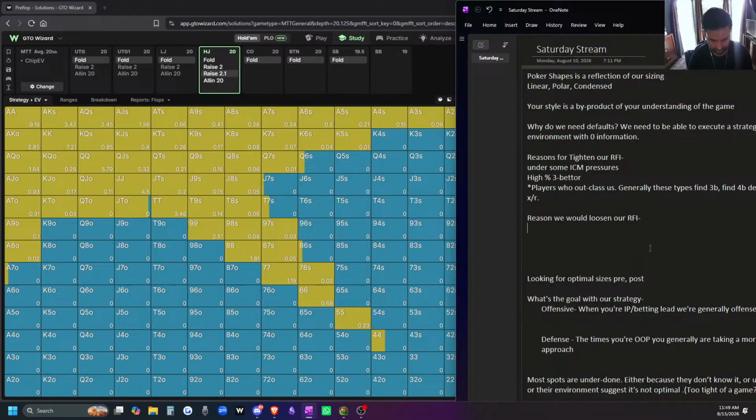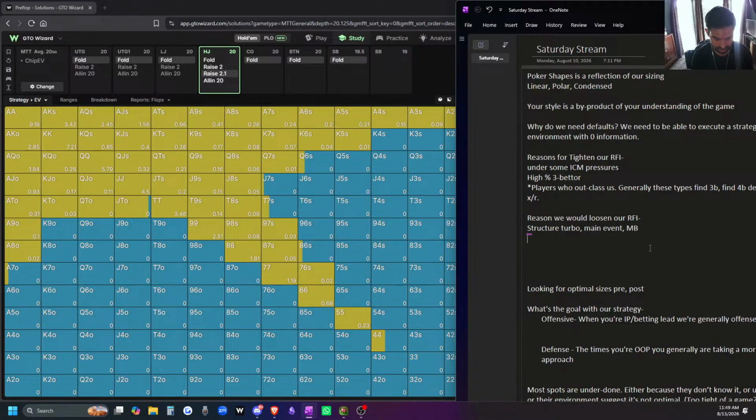First thing, there's quite a few, but the first thing that stood out is the structure of the tournament. That could literally be the actual structure, like turbo or not, and also what stood out to me was mystery bounties. I know that's kind of random. Anything else you want to add to this? Structure is the one that stood out to me.